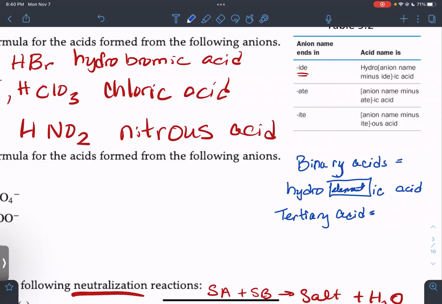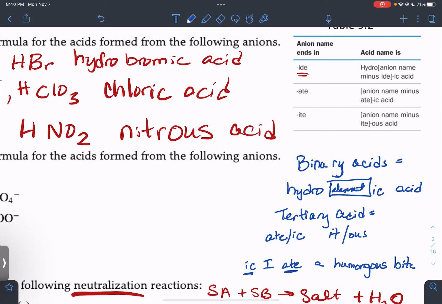And all you have to remember is either I ate a chemistry class and I got ic-itis, or you could say I ate a humongous bite. Either way, this works, because when we look here, this ATE and this IC are together, and then the OUS and the ITE are together. Okay, and it's an E on there.